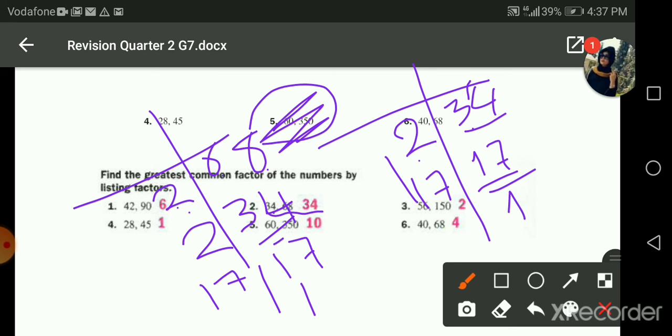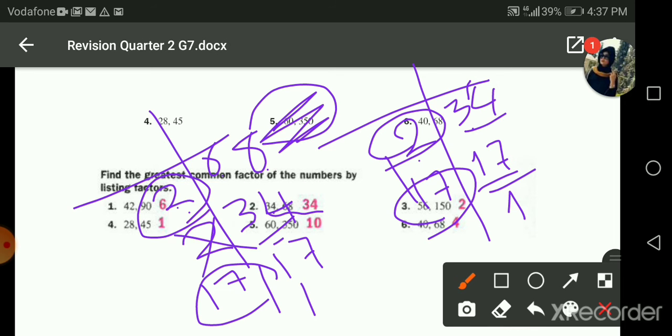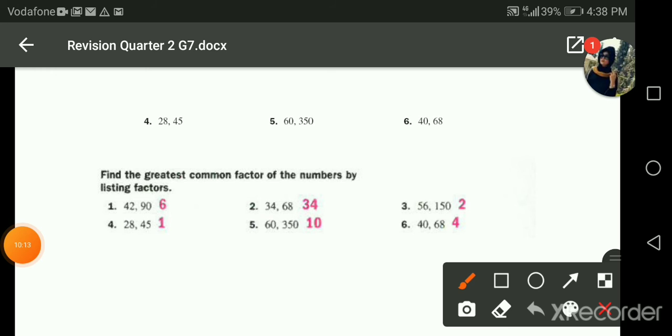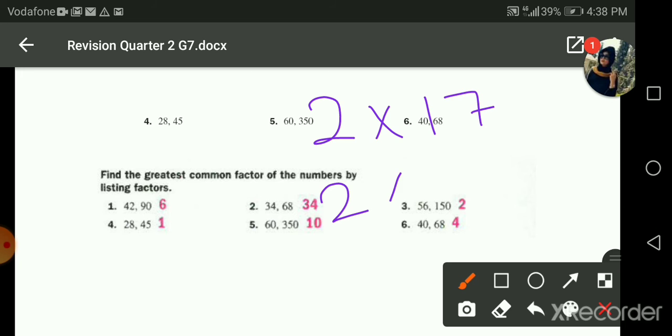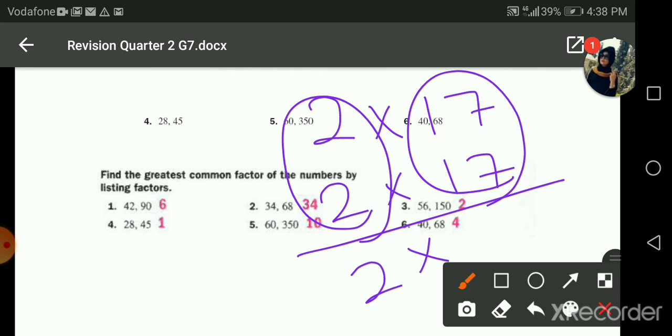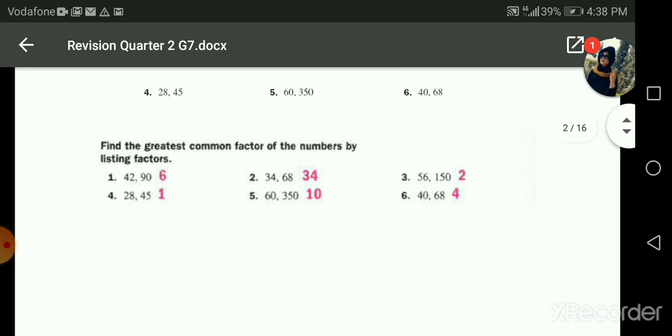So we have here, what are the repeated? 2 repeated, 17 repeated, but I'm not going to take this because it's not repeated. 2 multiplied by 17, which gives me 34. So I'm going to take here 2 multiplied by 17, they are repeated, just we take the repeated. So the answer will be 34. Okay?